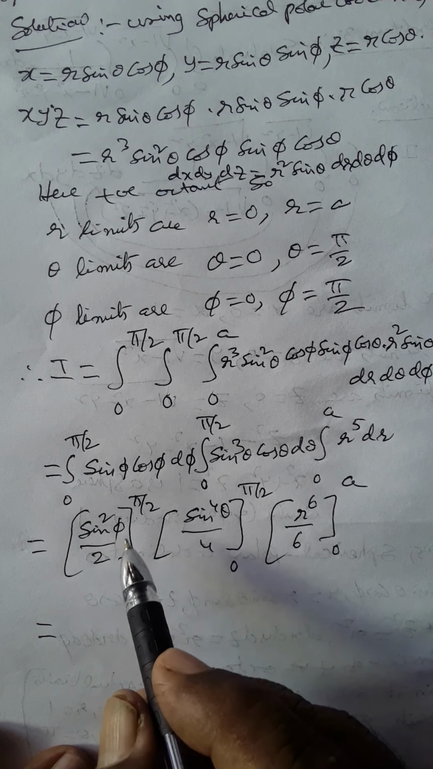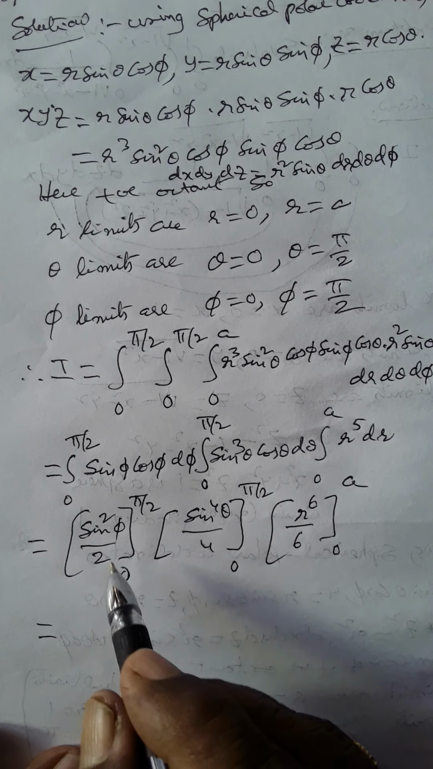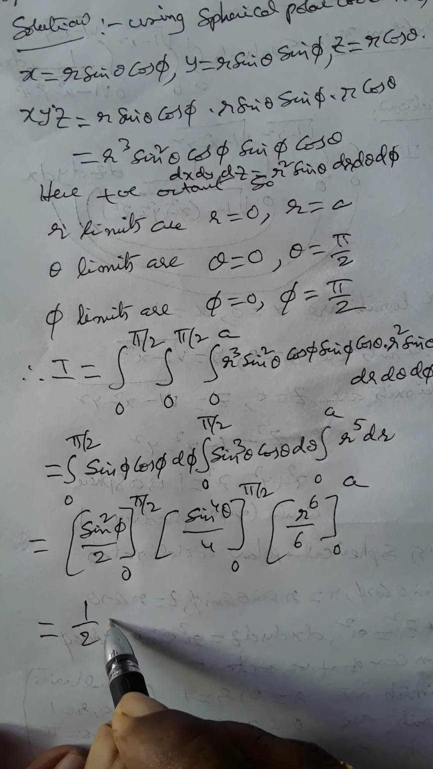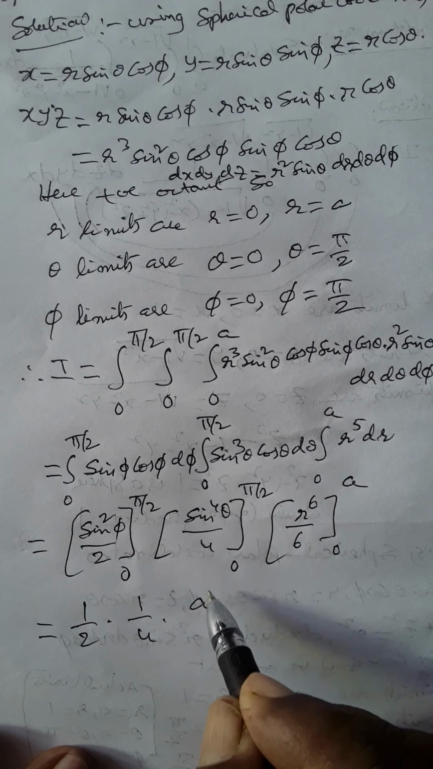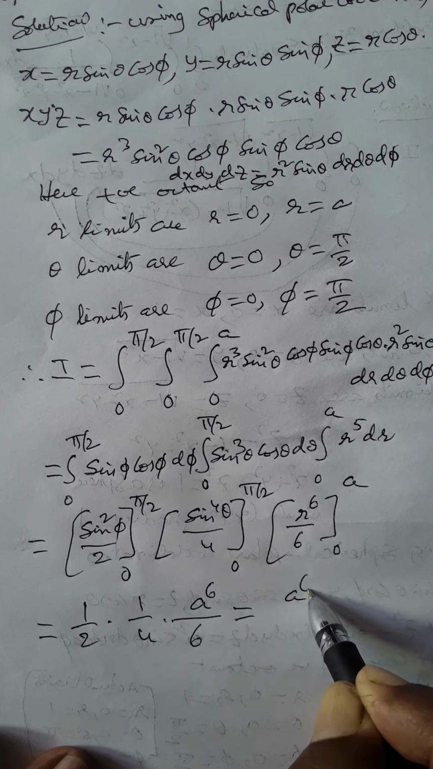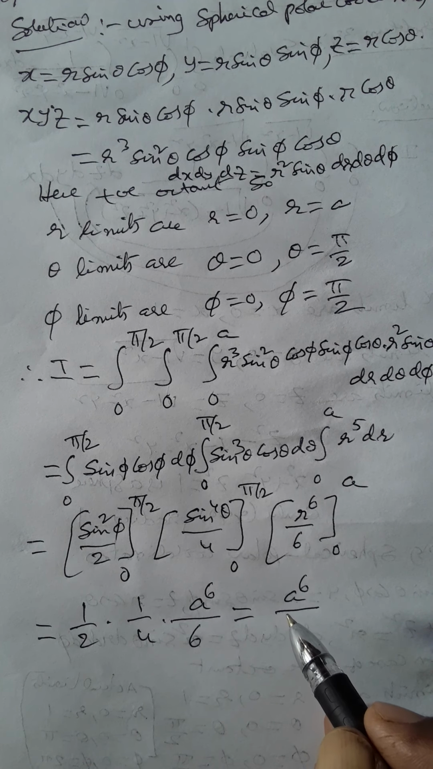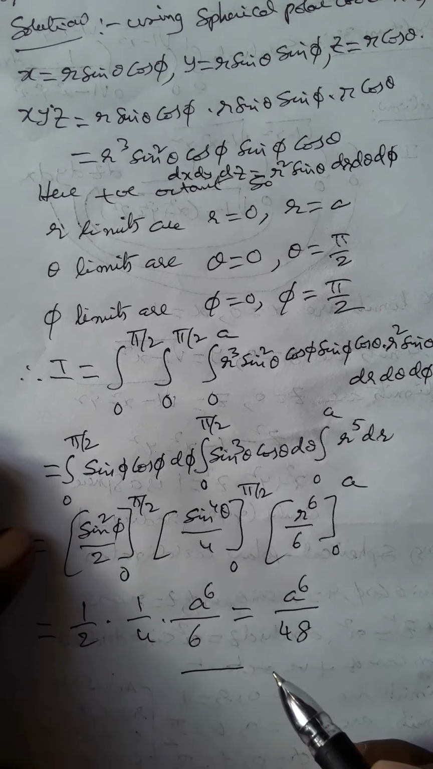Upper limit sin pi by 2 is 1, so 1 square, minus sin 0 which is 0. So 1 square by 2, 1 power 4 by 4, a power 6 by 6. So the answer is a power 6 by 48.